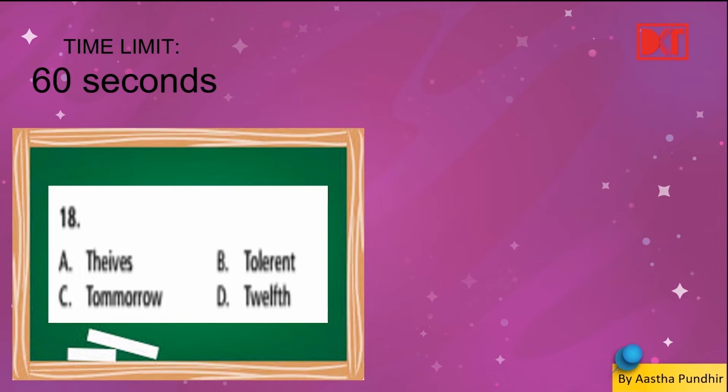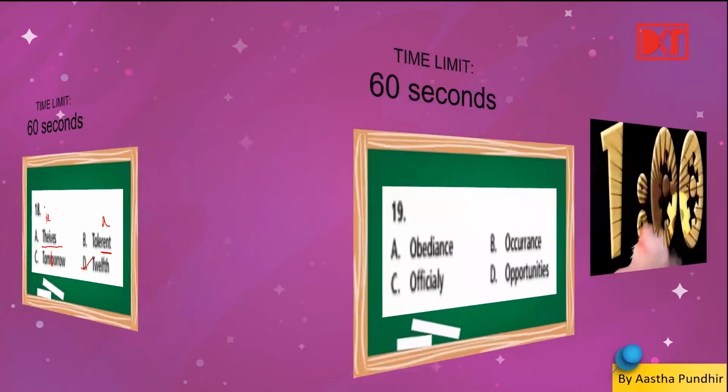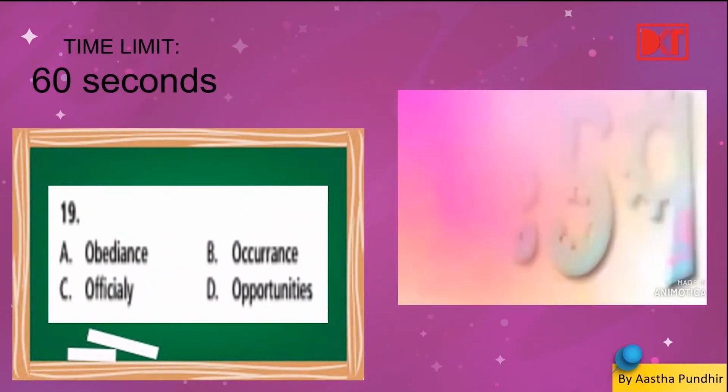Okay, now here the correctly spelled word is D, twelfth. The other words are incorrectly spelled, which means they are misspelled. Here you see in thieves, you don't have an EI, instead you have an IE, THIEVES. Then for tolerant, you're supposed to have TOLERANT. Okay, and then for tomorrow, I'm pretty sure you know, TOMORROW. Alright. So your time starts now.